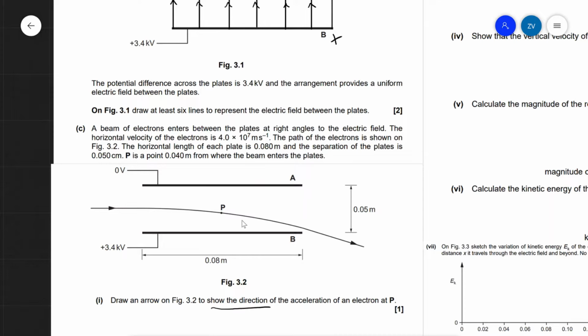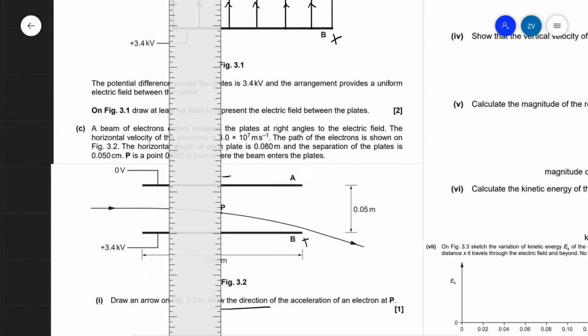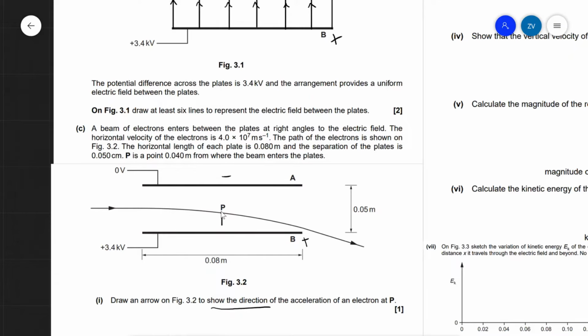So if we had an electron at point P, it will be repelled by plate A. The reason for that is because this plate over here is negative, so an electron at P will be repelled because negative and negative repel, but it will also be attracted towards the positive plate because positive and negative attract. So there will be a resultant force acting on P, which will be straight down, and the acceleration will be in the same direction as the force, which is vertically downwards.